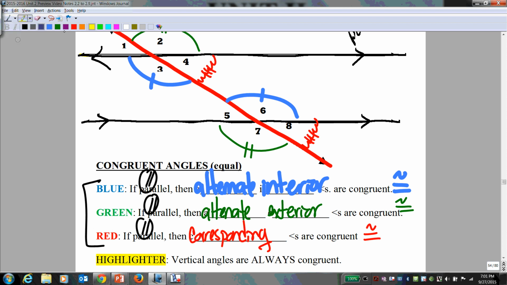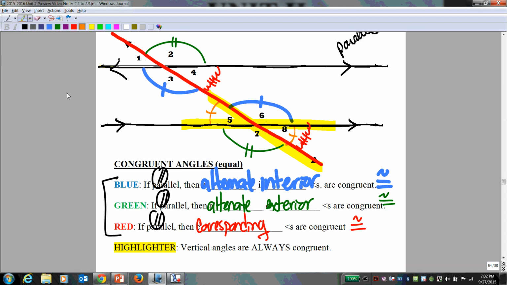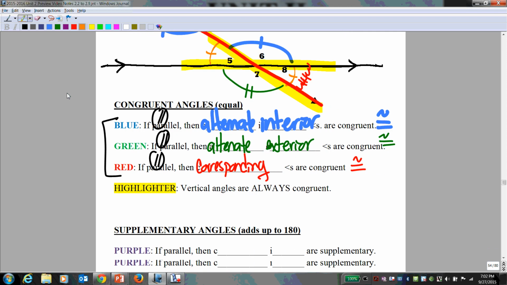Let's trace one pair of vertical angles so that you remember what any two straight lines, use your highlighter there, any two straight lines, those angles directly across from each other are always going to be equal. Those bow tie angles are always equal, even if you don't have parallel lines. Okay, so all four of those angles are equal.